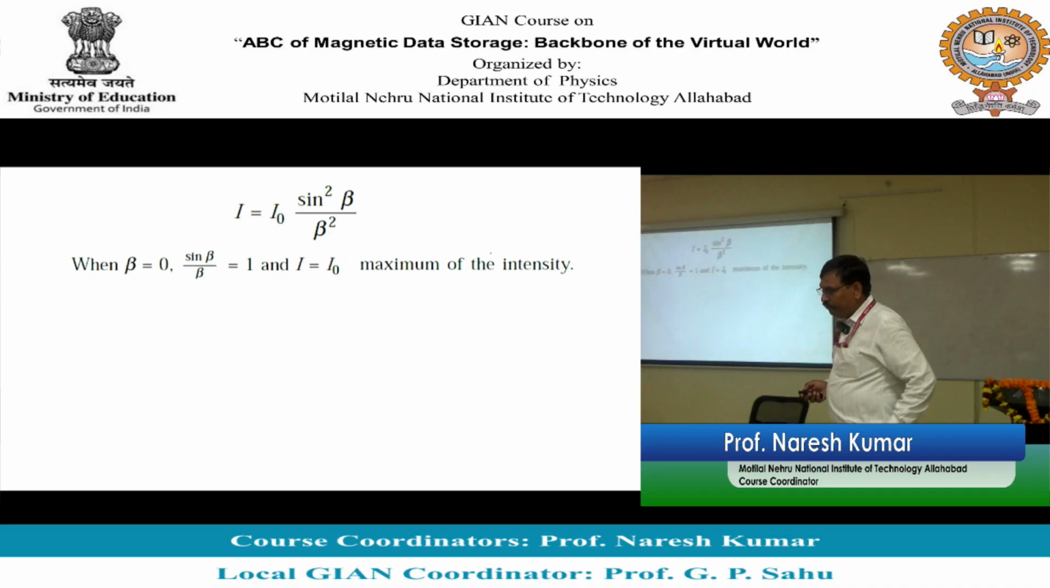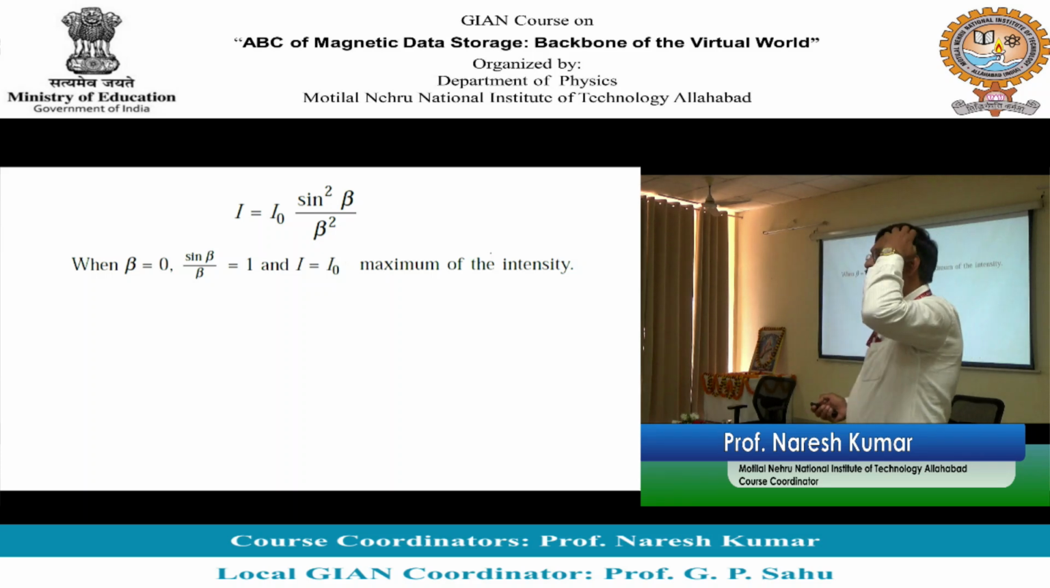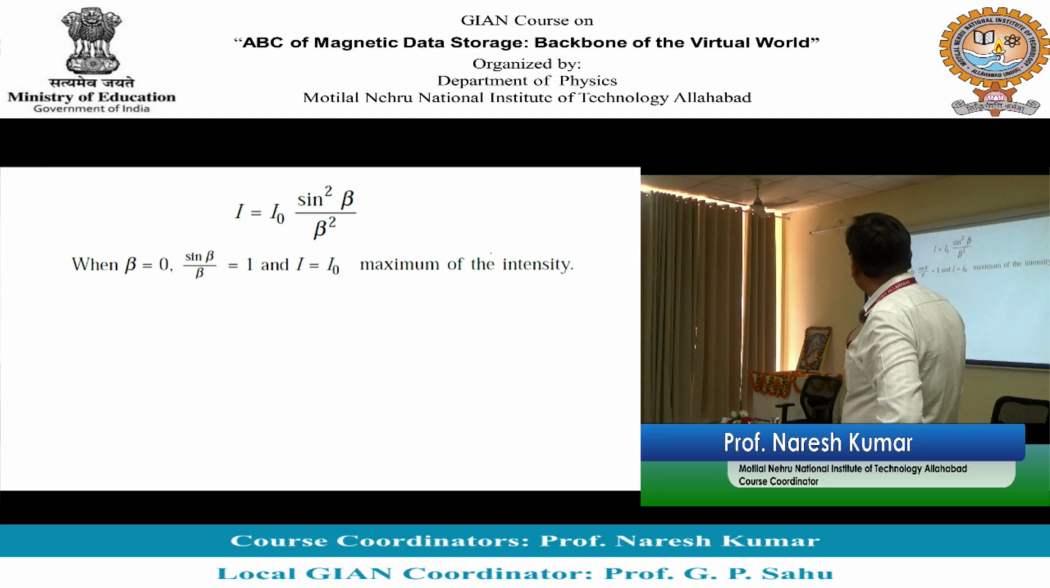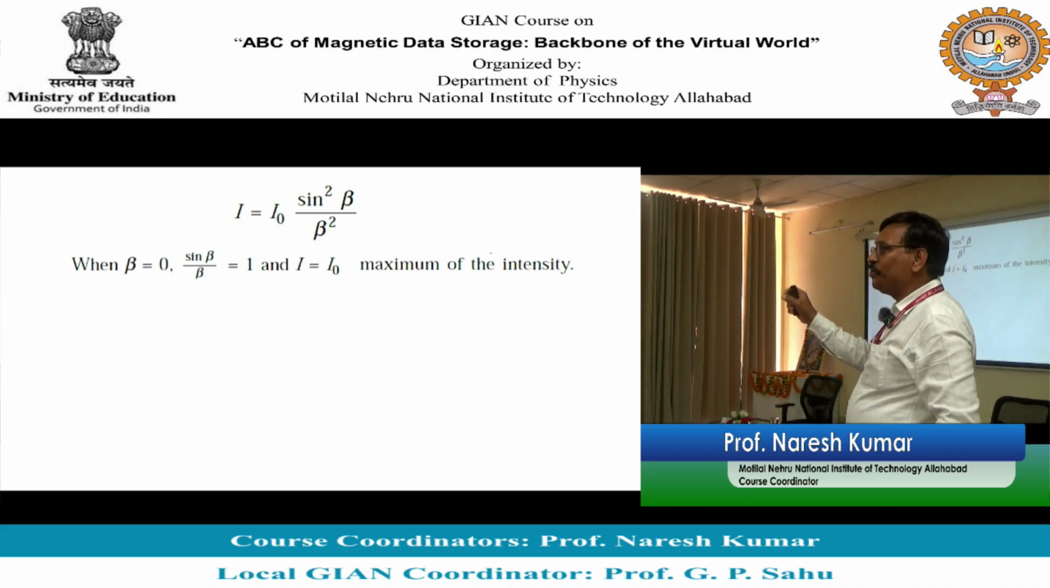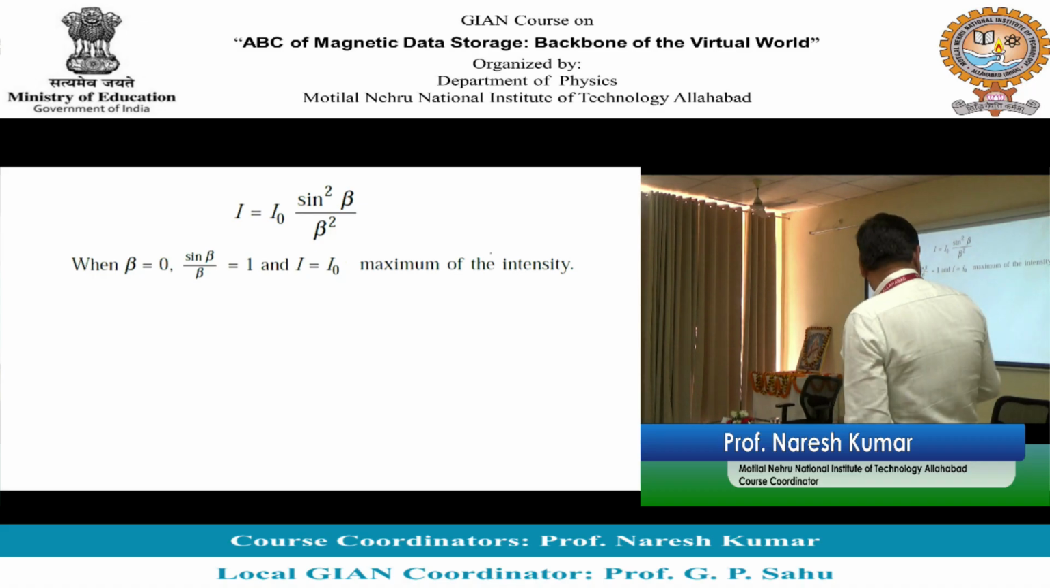Let us look at this expression. If beta tends to 0, this beta, which is related to theta, where theta is the angle of diffraction, how far you go from the center. So if beta tends to 0, this whole expression tends to 1, resulting in intensity being maximum. So when theta is equal to 0, when you are exactly opposite to the slit, intensity is too high.